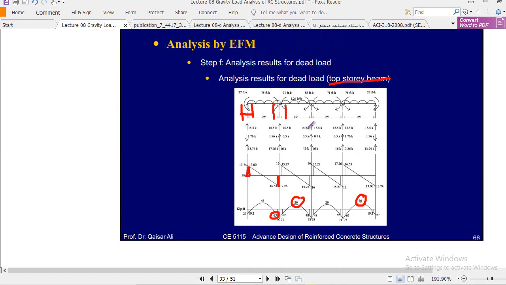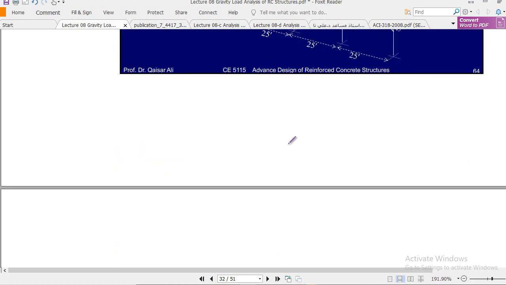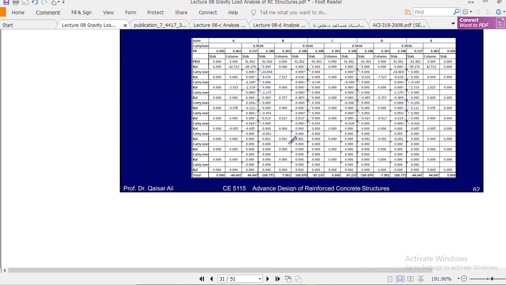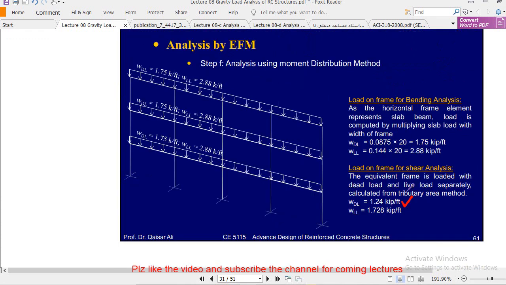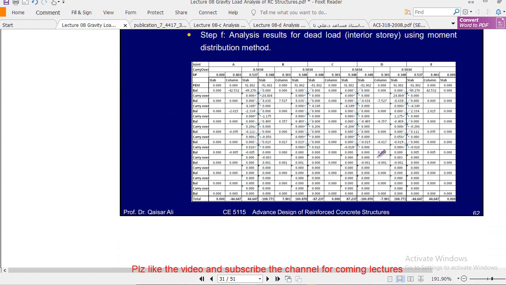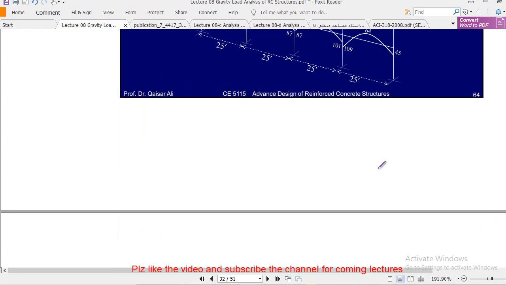Okay, these are the results for dead load. Remember, it is very important. We did the analysis for dead load. Clear? And we assigned this load, and now the rest of the calculation will be for live load. And you see this live load 2.88, and for shear we will use live load 1.73. Okay, so we will use the concept of pattern loading, which I will explain inshallah in my next videos.